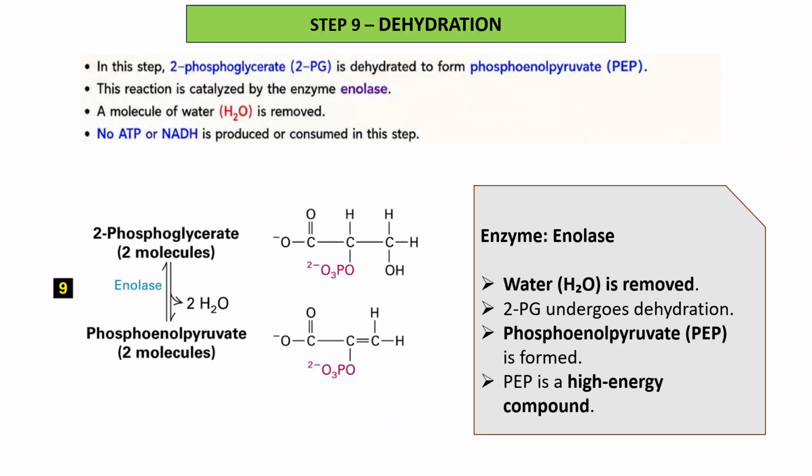Step 9. Dehydration of 2-phosphoglycerate. In the ninth step of glycolysis, 2-phosphoglycerate is converted into phosphoenol pyruvate by a dehydration reaction. The enzyme involved is enolase. In this reaction, a water molecule is removed from 2-phosphoglycerate. The removal of water causes a rearrangement of the molecule and results in the formation of PEP, which is a high energy phosphate compound.